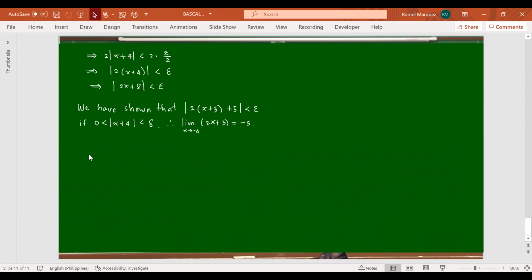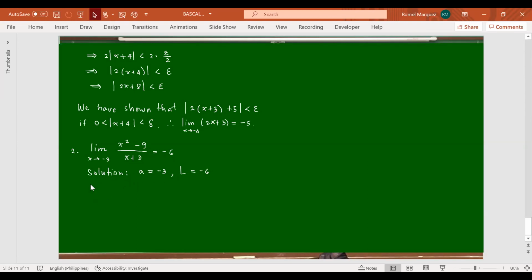Okay, so let's have another one. Number 2. Limit as x approaches negative 3 of x squared minus 9 all over x plus 3 is equal to negative 6. What about this? So again here, what is our A? Negative 3. What is our L? Negative 6.